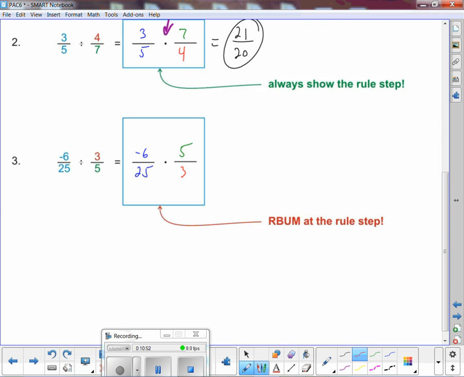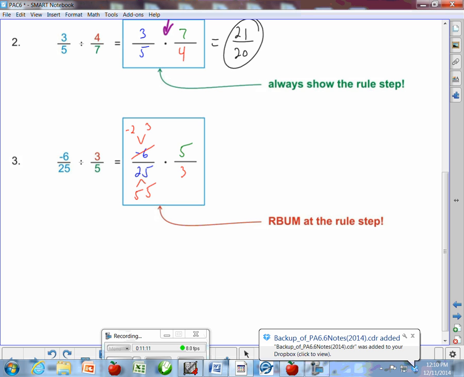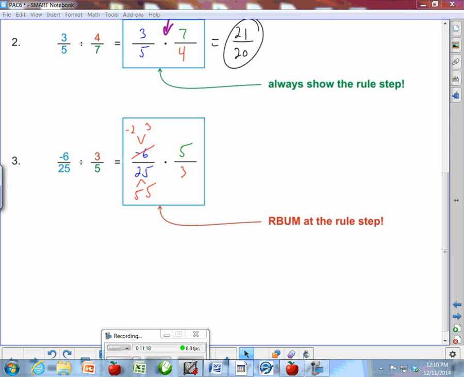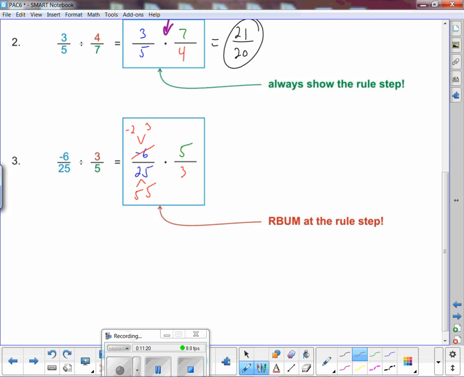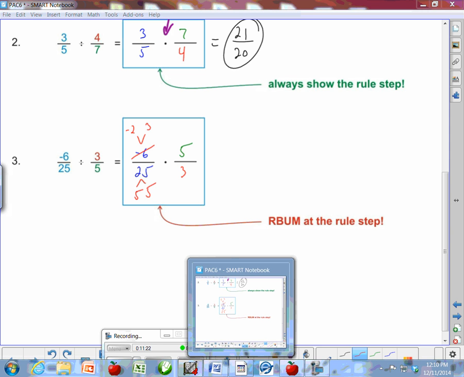Okay, R-bum right here. Negative 26 is a negative 2 times a 13, and a 25 is a 5 times 5. Now, again, if you're a bum, you'll just multiply it all out, have a big mess, and then try to unmultiply it so you can reduce it. So let's go ahead and reduce this thing out.